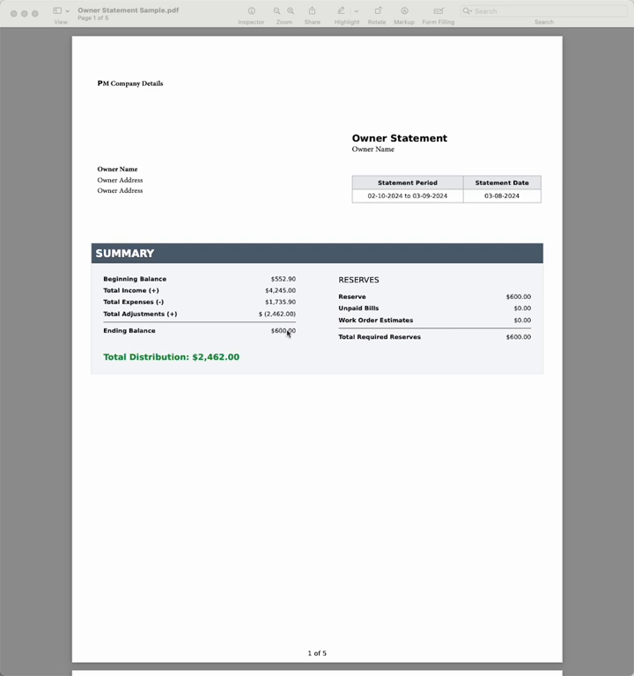And assuming that this ending balance is equal to the required reserve, you will not need to make any contributions. However, if the ending balance does fall below the required reserve, you would see a banner here at the top notifying you that funds are required to be contributed, and you would want to log into your owner portal to make that contribution. You'll also see here total distribution amount for this statement period was $2,462, and you can note that that actually does match our total adjustment amount here as well.